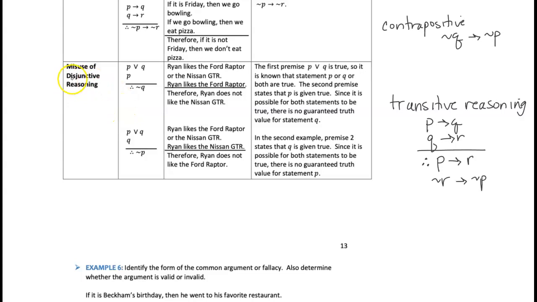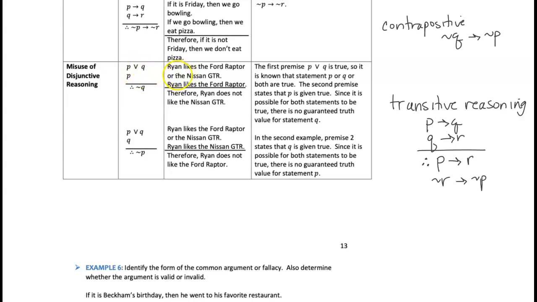The misuse of disjunctive reasoning: disjunction is an or statement. So we are given P or Q, and again the given statement is true. But we also know that statement P is given, so statement P is true. Does that imply the conclusion that statement Q is false, or negation Q is true? And it doesn't. Remember that with an or statement, you could have one statement true or both statements true. We just need at least one of them to be true.